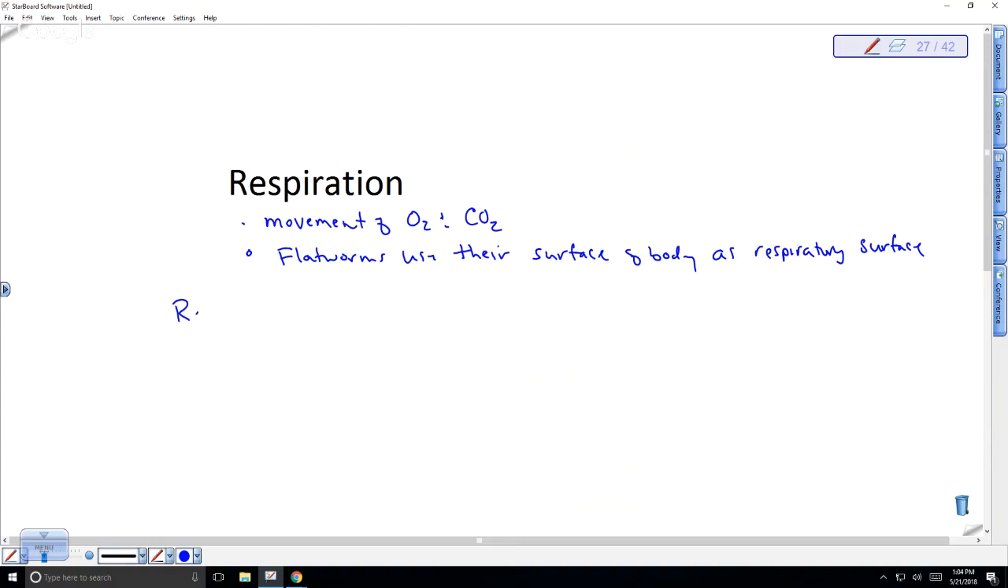So if we look at the requirements for gas exchange, you have to have a thin membrane, it's got to be moist, and you have to have a large surface area for the movement of oxygen and carbon dioxide.